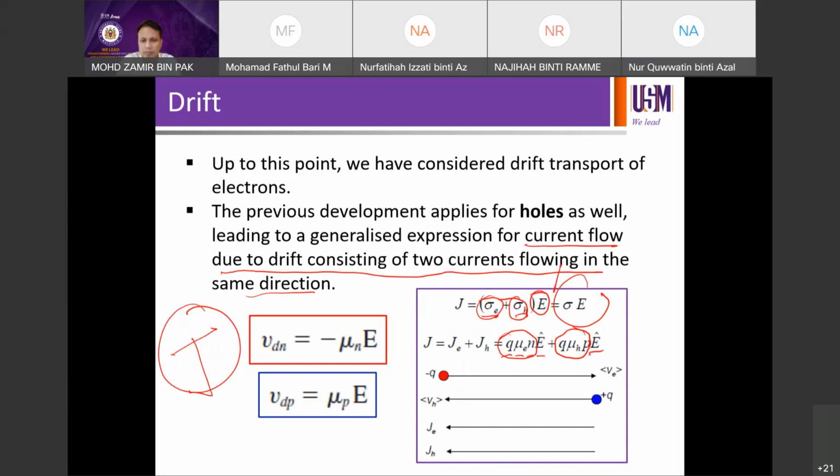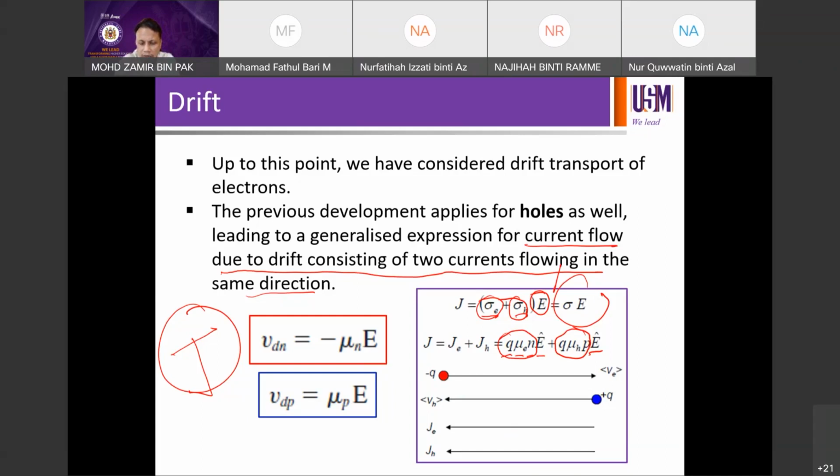Okay, so let's have a look at the motion that we discussed yesterday in the animation on PV Education. You can see that the movement of electrons, the red particle, is in the opposite direction of the electric field, and the movement of holes, the blue particle, is in the direction of the electric field. Electron opposite, hole same direction. So you're going to get currents associated with this motion, Je and Jh.